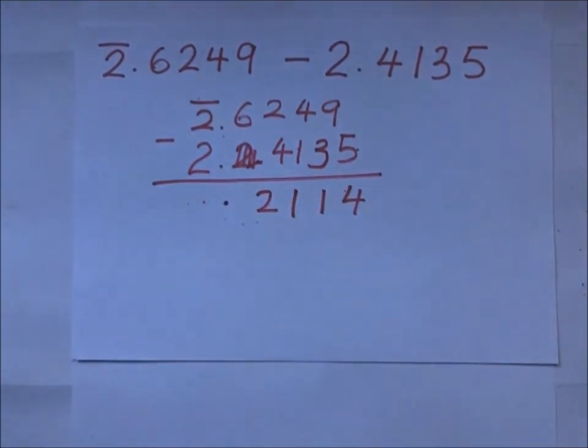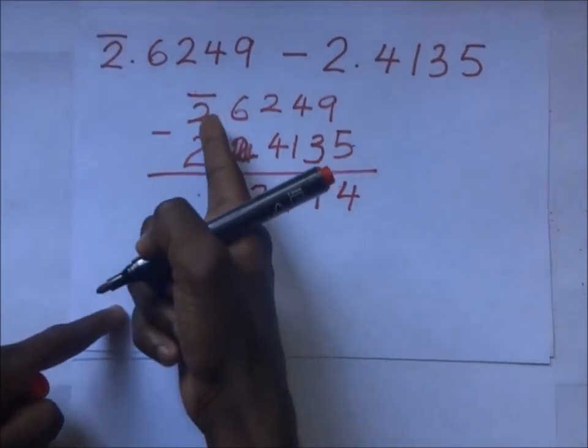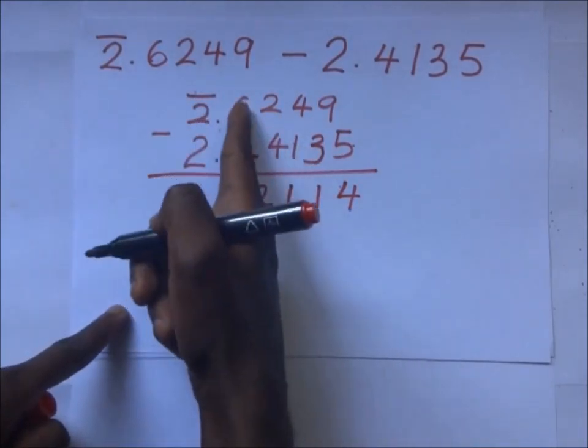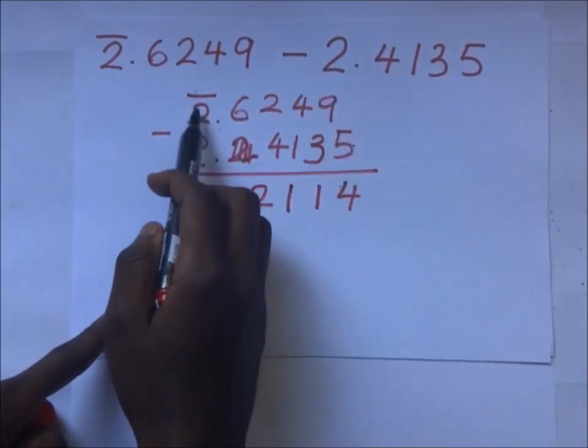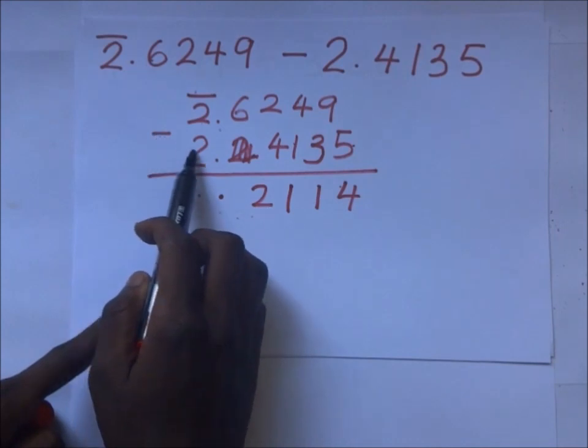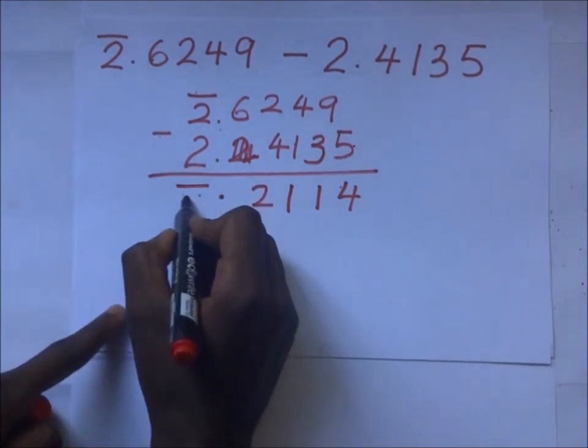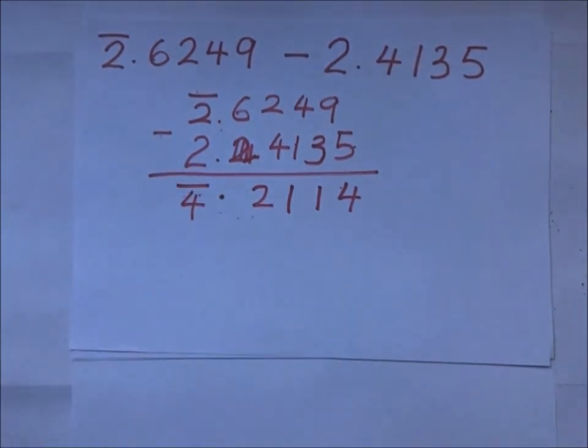Decimal point. Then we shall subtract the characteristics. This negative only affects that number. It does not affect the rest of this part. So it's negative 2 minus 2. That's giving us 4 bar. Negative 2 minus 2 is going to give us negative 4.